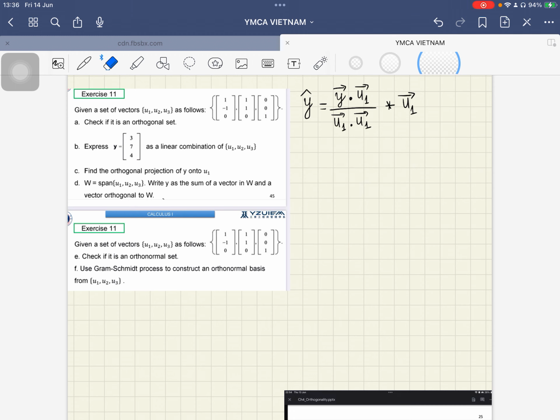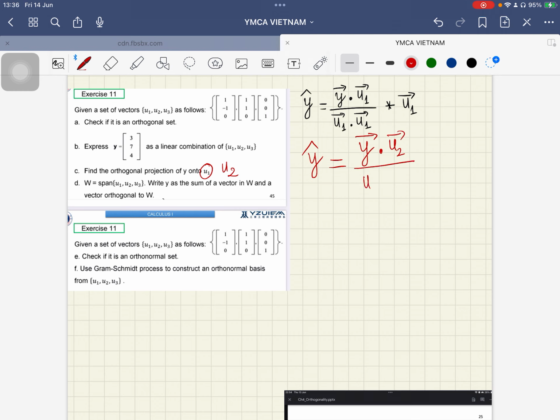That is question C. But if I ask you to find the orthogonal projection of y onto U2, you also can find it by y hat is equal to the dot product between y and U2 divided by the dot product between U2 and U2, and multiply by U2. Okay.